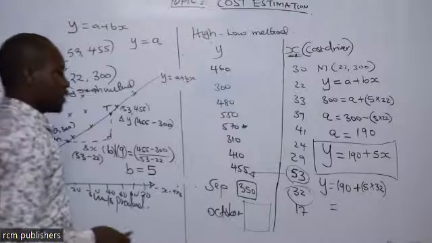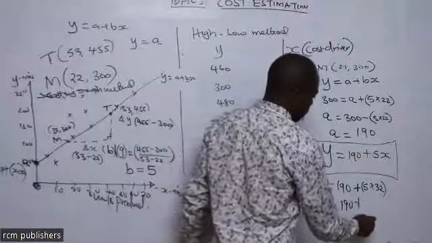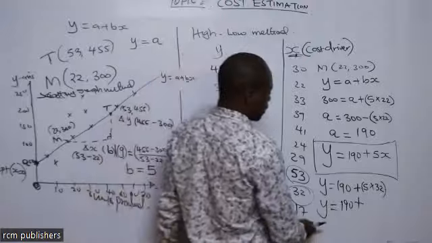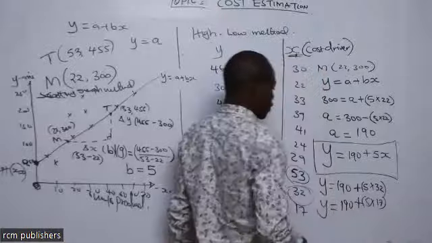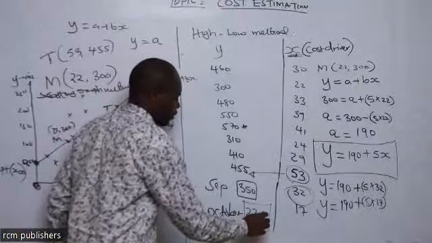Yes, so they have simply taken y equal to 190 plus the units produced, which is 17, multiplied by the variable cost per unit. Then if you do all that working, you are going to get to 275.